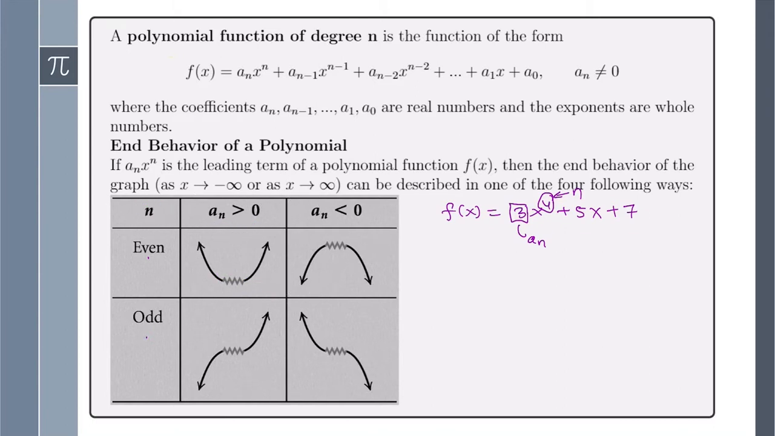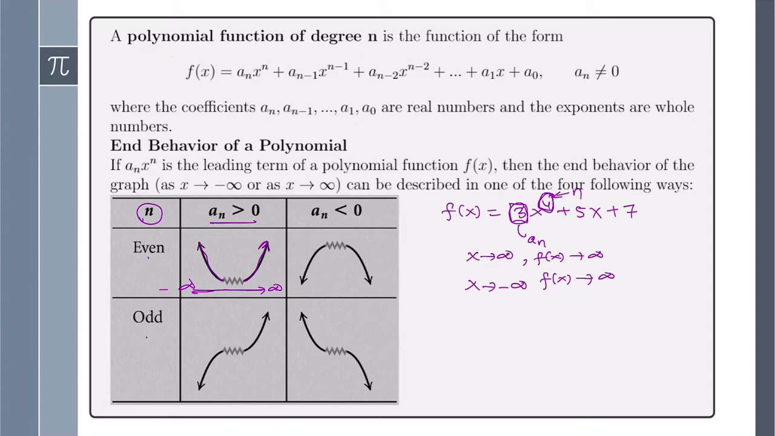The first one is if the degree is even and the leading coefficient is positive, this is how the graph looks. So we have even degree and positive coefficient. In that case, as x approaches infinity, the function also goes to infinity, so f of x goes to infinity. Similarly, as x approaches negative infinity, the function goes to infinity, so f of x goes to infinity.